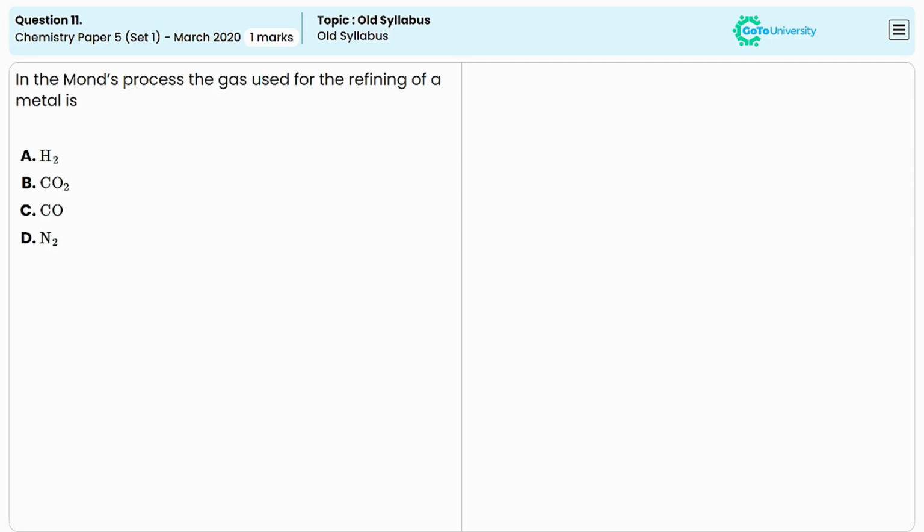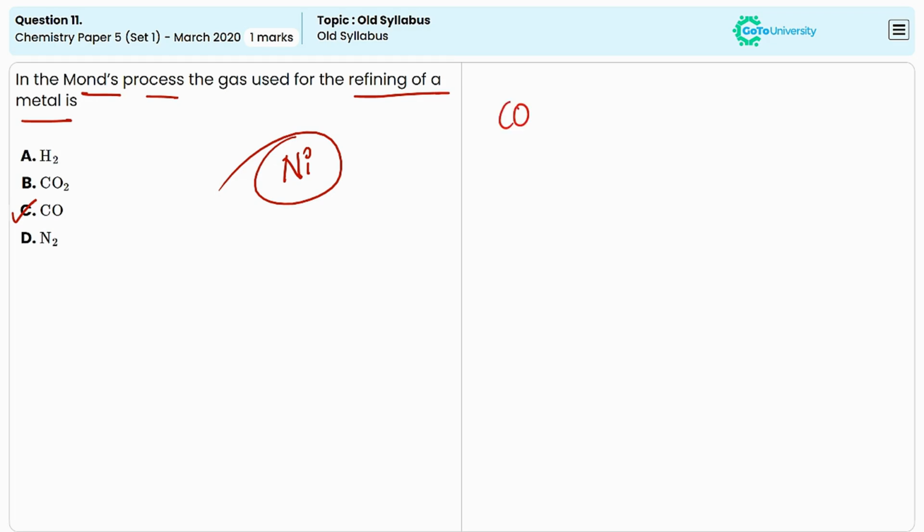Here the question is, which among the following is used for the refining of metal in Mond's process? Mond's process is also known as Mond gas process, and this is a method for the refining of nickel. It includes several steps, and the reducing agent used here is carbon monoxide.